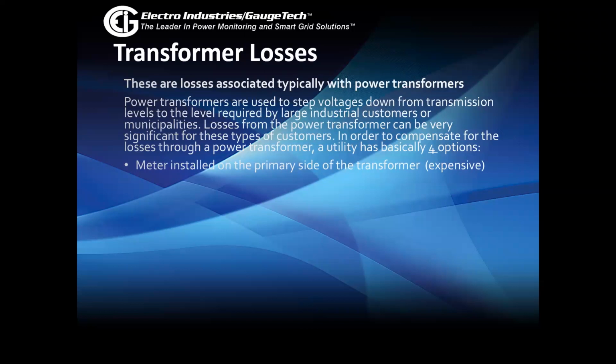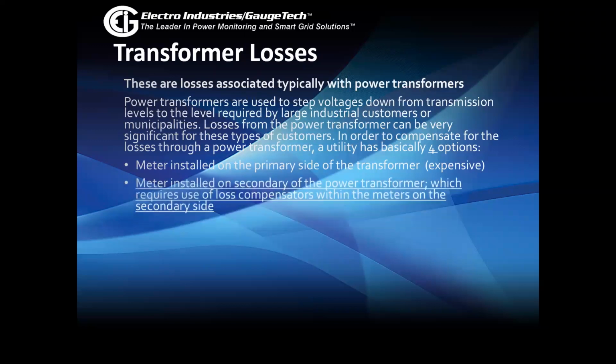The first is the meter installed on the primary side of the power transformer. That is a very expensive solution. If it's available, it's ideal because you won't have to do the actual loss compensation. Then you have the meter installed on the secondary of the power transformer, which is where we typically apply the transformer loss compensation.